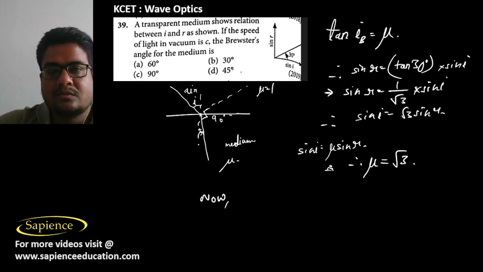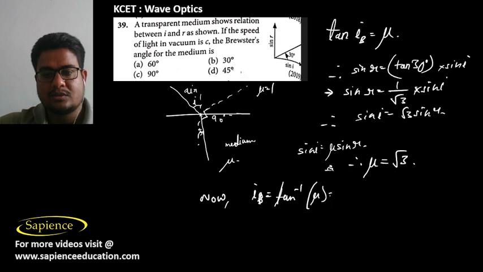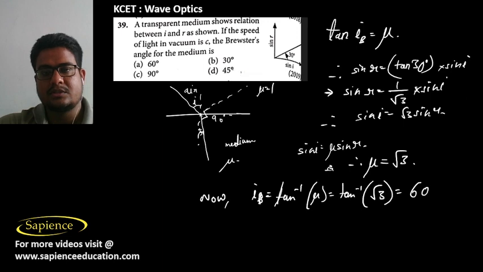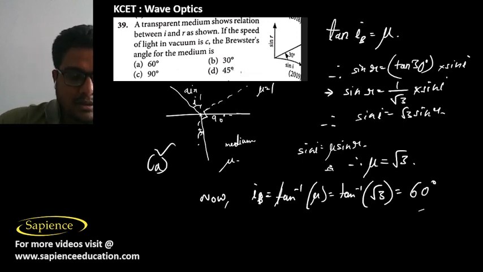Now you have to find the Brewster angle for the medium. So IB, Brewster angle, is equal to tan inverse of mu, which is tan inverse of root 3, which is equal to 60 degrees. So option A is the correct answer.